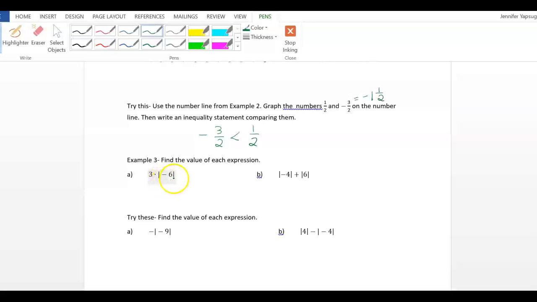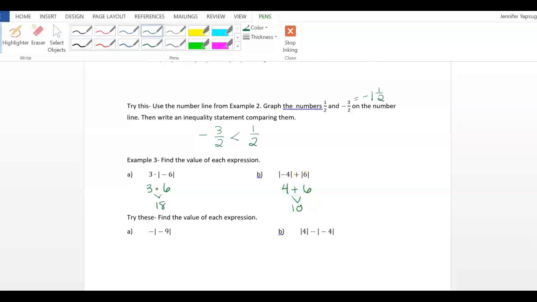So if I know the absolute value of -6 is +6, and then I'm still going to use that 3 on the outside to multiply. So 3 times 6 gives me an answer of 18. And then for part B, same thing. So I've got the absolute value of -4. Oh, sorry, I'm getting ahead of myself. Let's start that over again. The absolute value of -4 is +4. And the absolute value of 6 is 6. And I'm still going to add these two together, so I get an answer of 10.